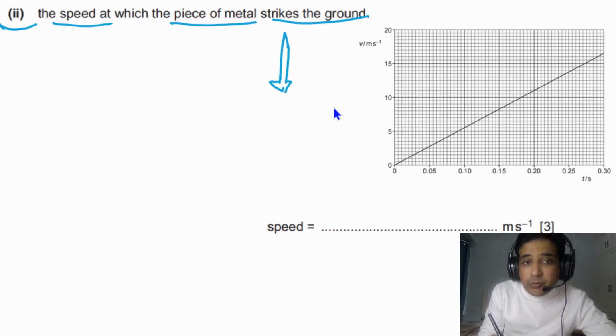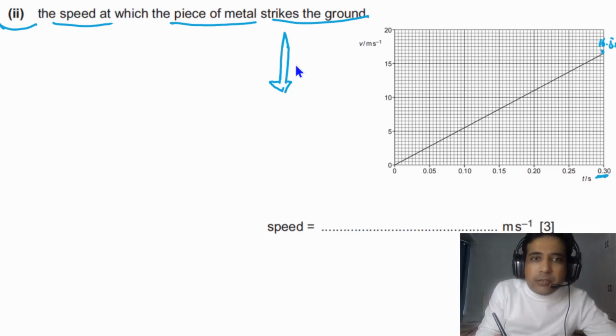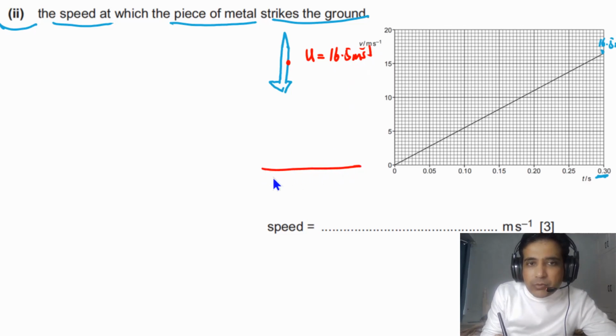And it is given to us that the piece of metal leaves this rocket at this time. And the speed of the rocket at that point is 16.5 meters per second. So it also means that the piece of metal that leaves this rocket also has the same speed. So we can say the initial speed of the piece of metal is 16.5 meters per second. And the question is asking us to calculate the speed of this piece of metal when it strikes the ground.